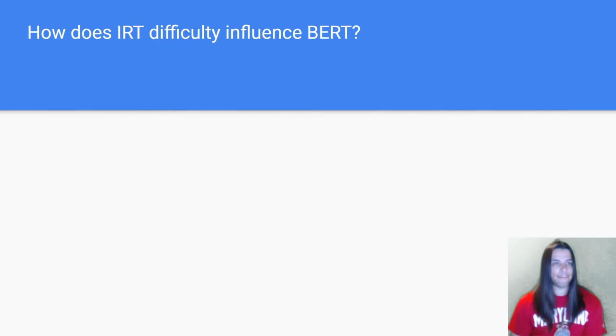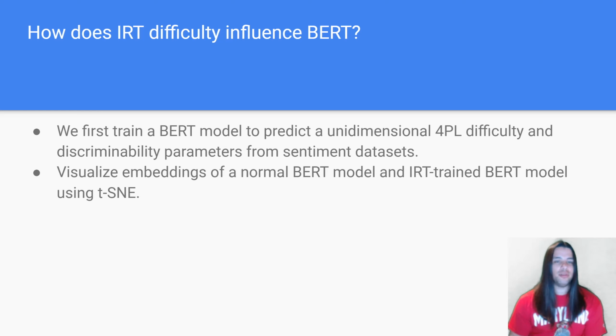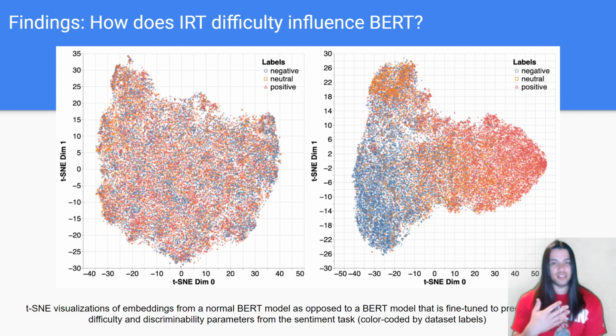And then the last thing we checked is, how does IRT difficulty influence BERT? So in addition to the normal objective, we train a model where BERT predicts the unidimensional 4PL difficulty and discriminability parameters from sentiment datasets, and then we visualize the embeddings of a normal BERT model versus one that is also trained to predict these difficulty and discriminability parameters. Do they differ? So is BERT encoding this information coming from the IRT model? And the basic answer is yes.